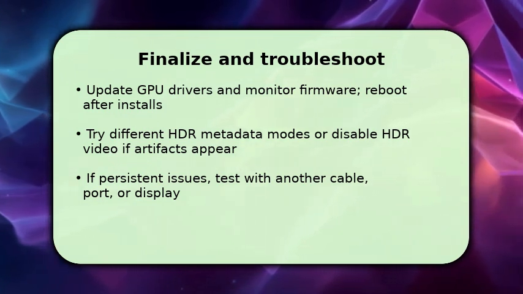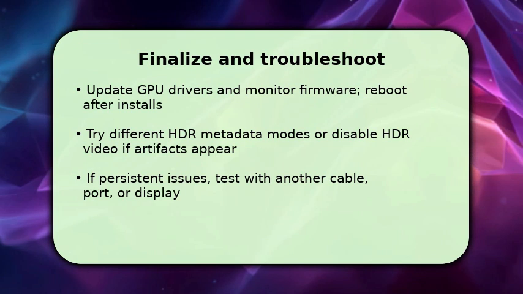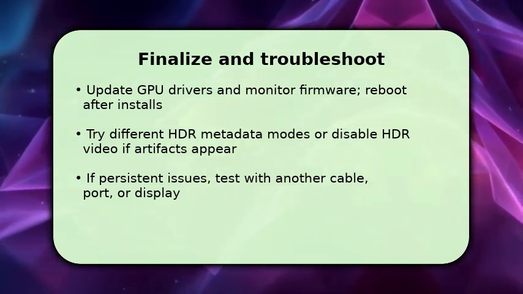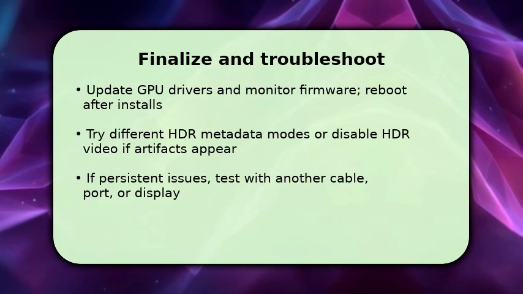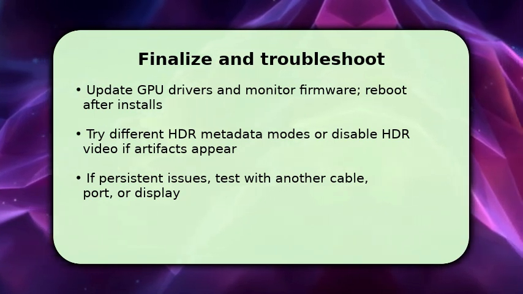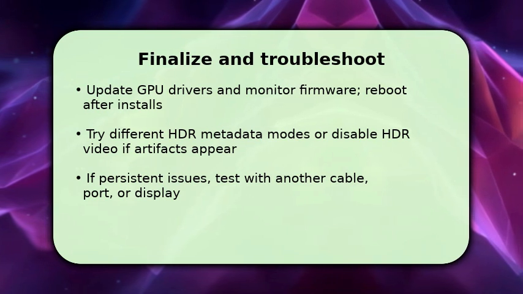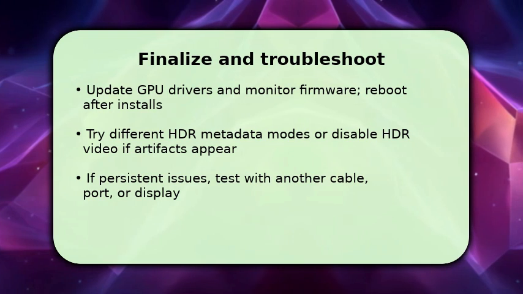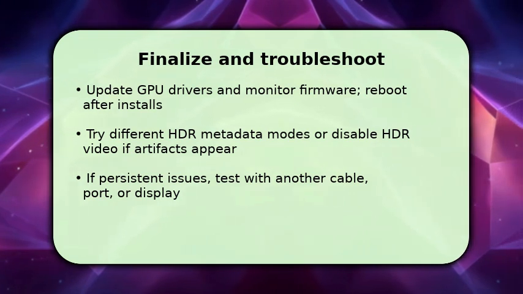If you see washed colors or banding, try alternate HDR metadata modes in the player or temporarily disable HDR on that app to isolate the problem. If problems persist, swap cables, try another port, or test a different display. That one troubleshooting tip, methodically change one variable at a time, gets you to the root cause fast.